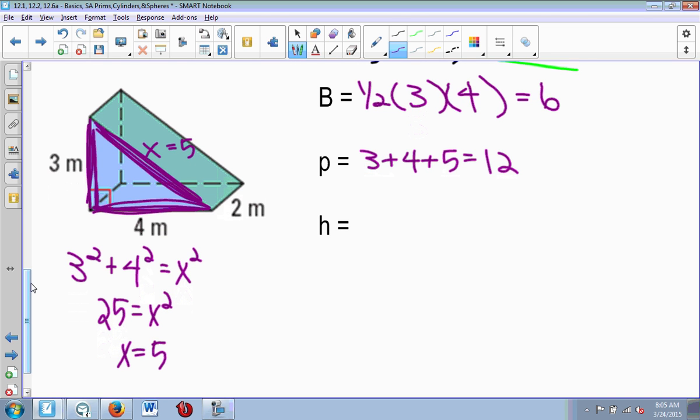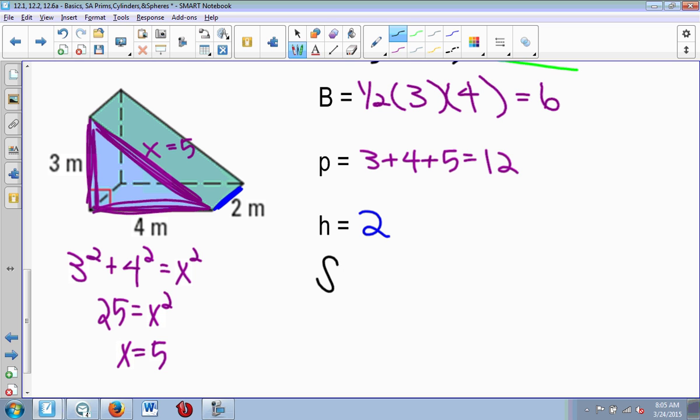The last thing we need to identify here is what the height of the figure is. Now you have to be careful with this one, because the height of the figure in this case is not how tall the figure is. The height is always the distance between the bases. So if my bases are the 2 triangles, the height of the figure is going to be the distance between those triangles, which in this case is 2. Remember, height of the figure is not how tall the figure is. It's the distance between the bases.